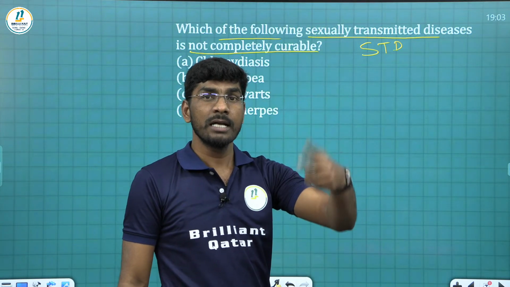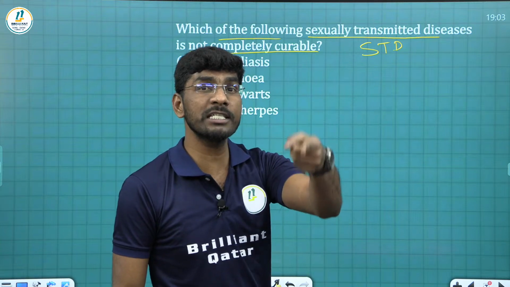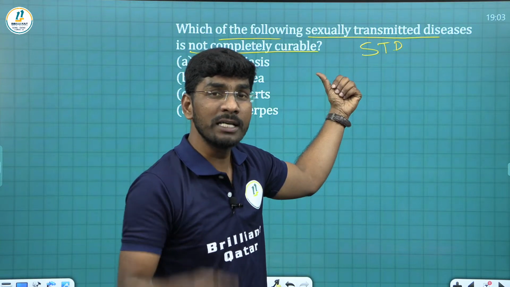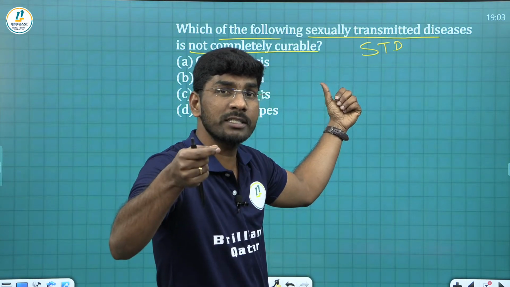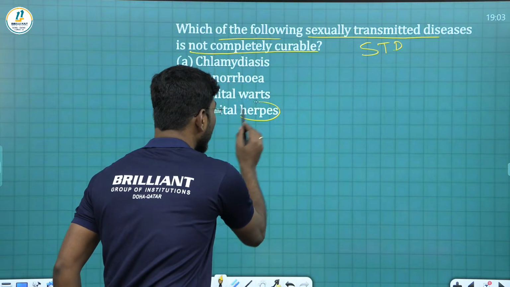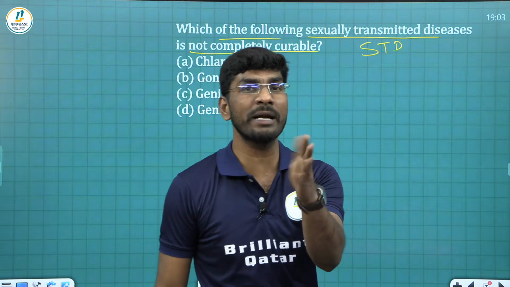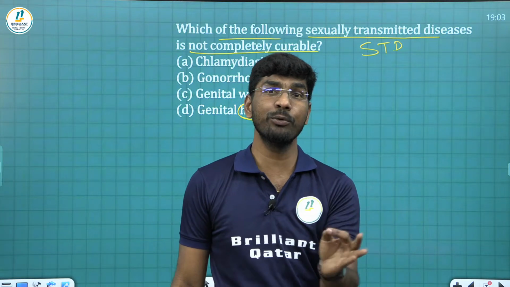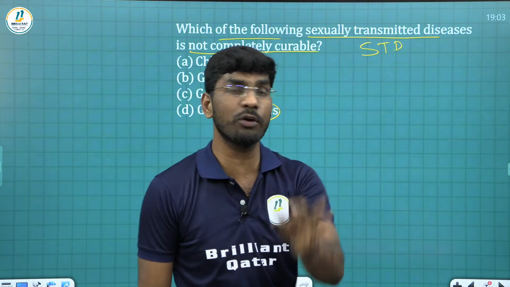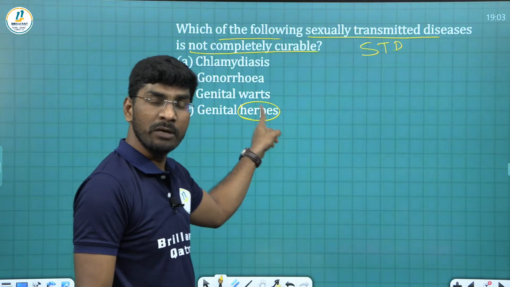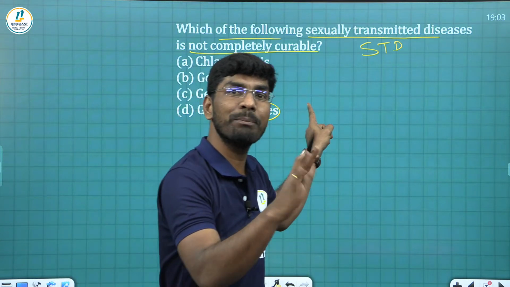Try. Herpes simplex virus type 2, beta, something is going to cause it. Herpes simplex virus type 2 is what? Herpes virus. We have not yet got a perfect medication for this one. Herpes simplex virus type 2 can cause genital herpes. This genital herpes is not completely curable.